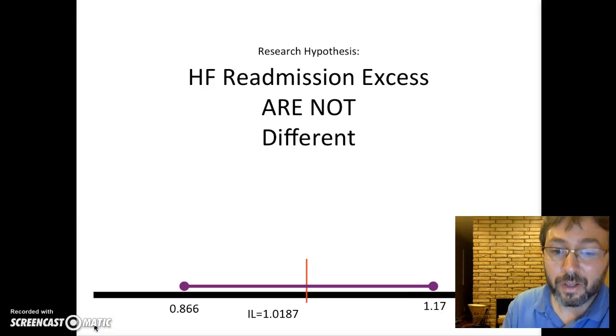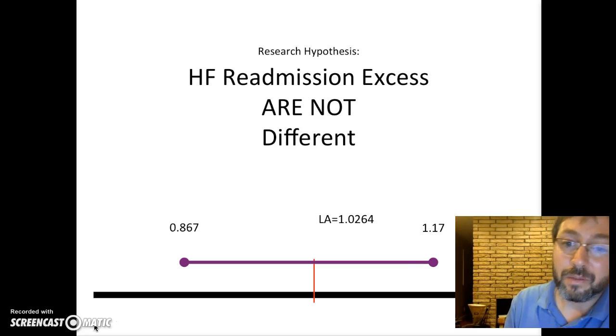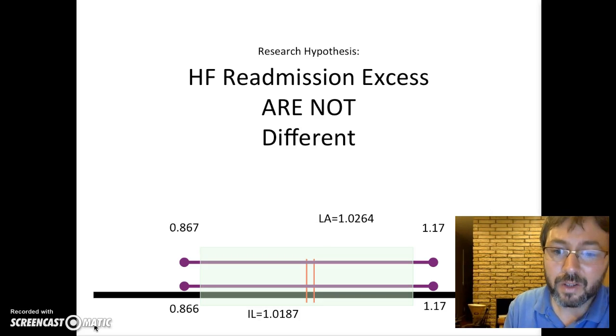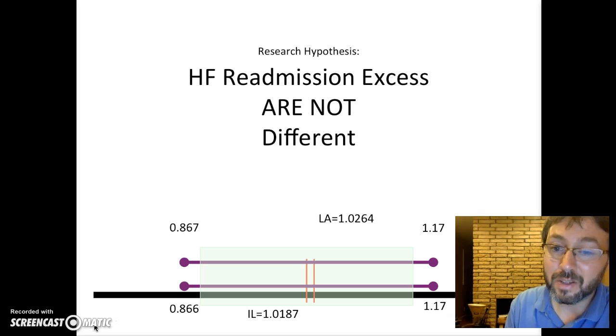If we look at this graphically, Illinois' point estimate was 1.0187 with a range between 0.86 and 1.17. Similarly, Louisiana ranged between 0.86 and 1.17 with a point estimate of 1.02. So if you overlay these curves, you see that they essentially overlap. The 95% confidence intervals for these two point estimates overlap. So we cannot say that there's a difference in the readmission ratios of heart failure between these two states.